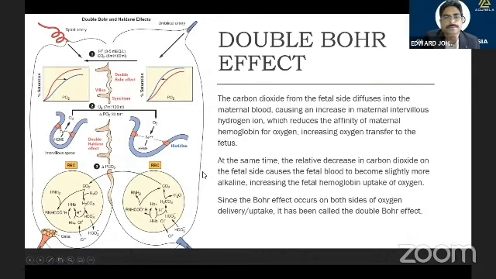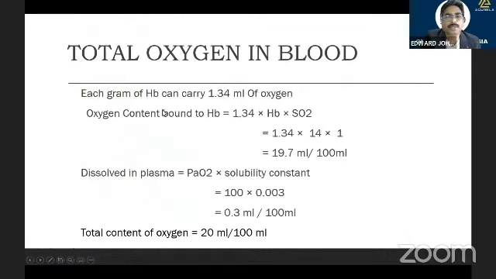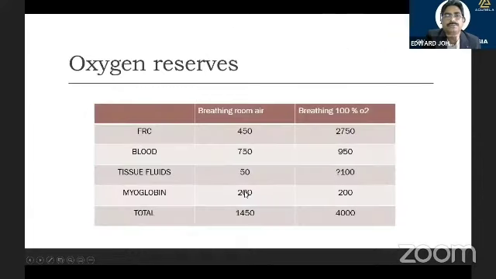I hope you understand. So the total oxygen in the blood, that is the oxygen content: 1.34 is Hufner's constant, 1 gram of hemoglobin combines with 1.34 ml of oxygen, and with saturation it comes to around 19.7 ml. The other form of oxygen transport is the dissolved form. It is calculated by 100 into the diffusion coefficient, that is 0.03. So it comes to around 0.3 ml. So totally 20 ml of oxygen is carried by the oxygenated blood to the tissues.